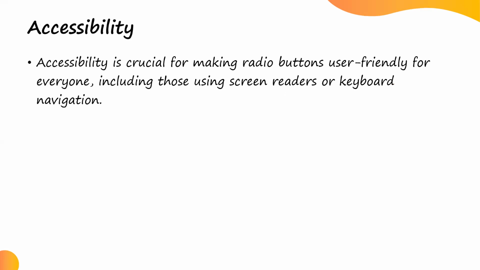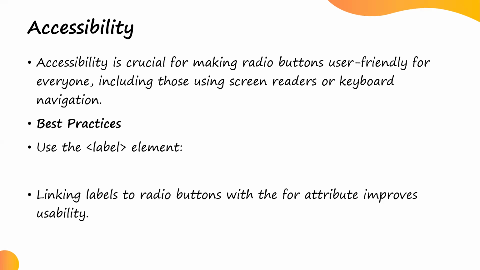Then let's talk about accessibility. Accessibility is crucial for making radio buttons user-friendly for everyone, including those using screen readers or keyboard navigation. We have not talked about accessibility yet, but you can see how big a role it plays. We are going to see more of this when we start talking about accessibility. So what are the best practices? Always use the label element, just like we have used already. Linking labels to radio buttons with the for attribute improves usability.